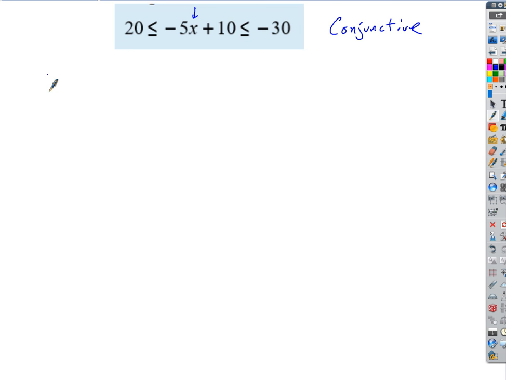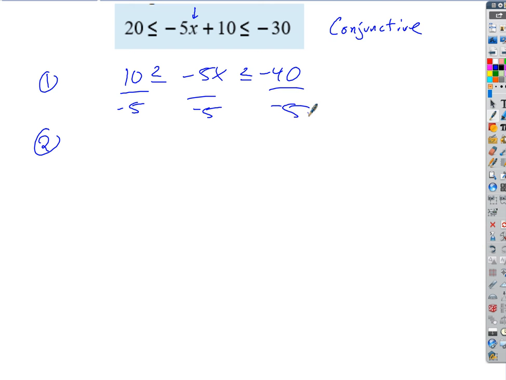So step one is we're going to subtract 10 from everything, right? So that leaves us with 10, negative 5x, and negative 40. Everybody agree? Step two. We're going to divide everything by negative 5, right? Which leaves us with negative 2, x, and positive 8. And that means we have to flip around the inequality signs.